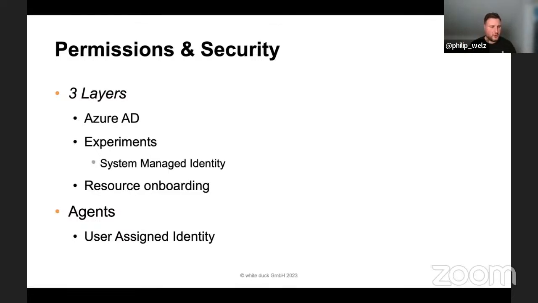And the third layer of security is the resource onboarding, which I described before. We have to really onboard the target and enable the capability as a security layer of the Azure Chaos Studio. And there's one specialty with agents. Agents installed on VMs or VM scale sets will need a user side identity. So we have to create the identity beforehand and assign this user managed identity to the agent, in order to execute these faults on these resources.